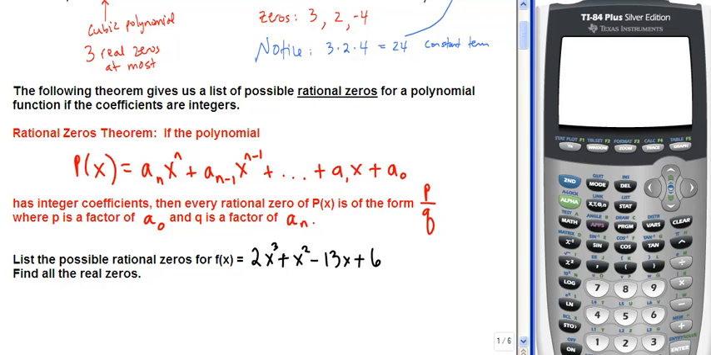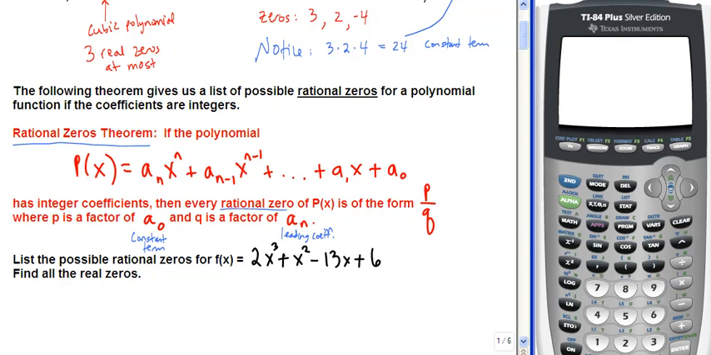And what the rational zeros theorem says is that if you have this polynomial with integer coefficients, then every rational zero of the polynomial has to be of the form p over q, where p is a factor of a sub 0, which is our constant term on the end, and q is a factor of a sub n, which is our leading coefficient.